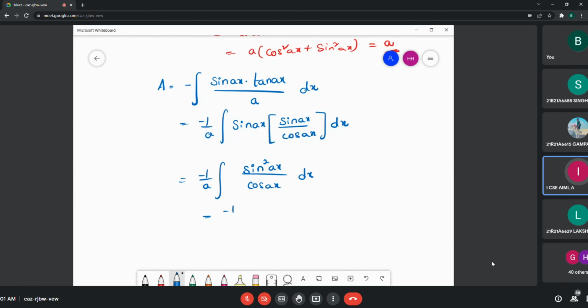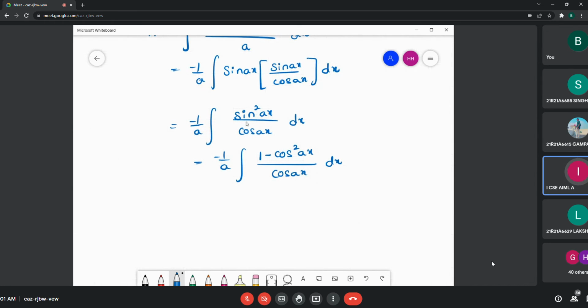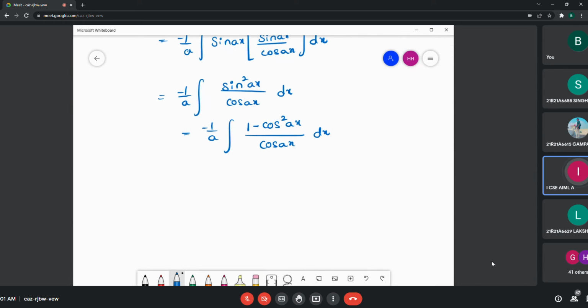So how can we do the integration? 1 by a into, you can write the sine square ax as 1 minus cos square ax by cos ax into dx. So sine square x plus cos square x is 1, we know already. Here you can write the sine square ax as 1 minus cos square ax, since the denominator is cos ax. So separate it, minus 1 by a integral 1 by cos ax dx minus integral cos square ax by cos ax into dx.